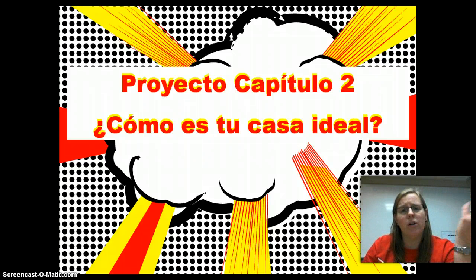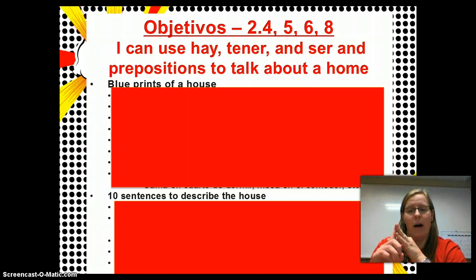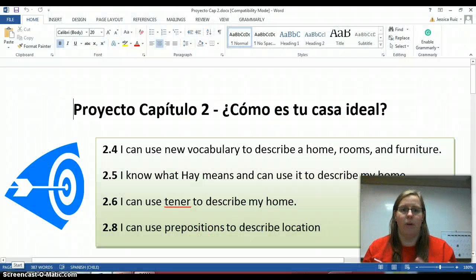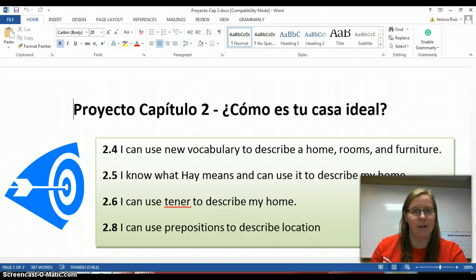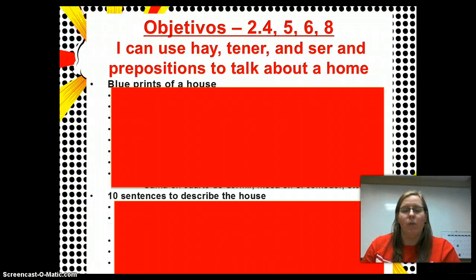Well, in this project we're going to work on a couple of our learning targets, or objetivos. Those would be 2.4, 2.5, 2.6, and 2.8. And if you look at the project description on paper, you can see those broken down. I can use new vocabulary. I can use and know what it means. I can use tener and I can use prepositions, okay? So what's that gonna look like for us? Using ir, tener, ser, our three important verbs, and using prepositions to talk about a home.